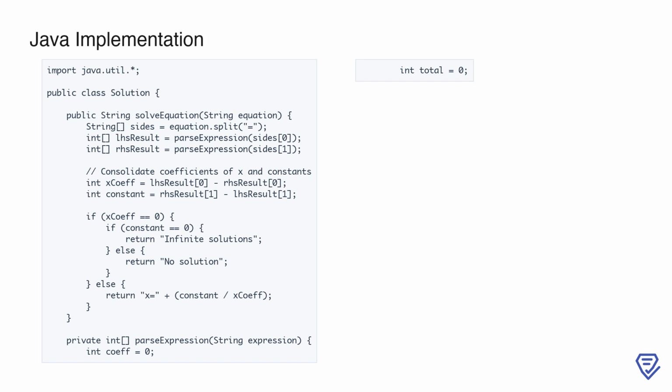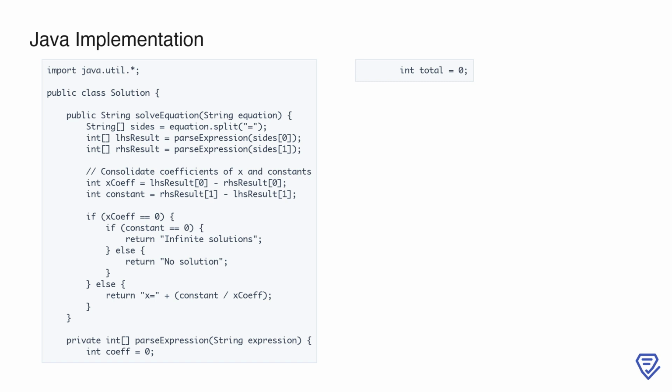Here, we begin by defining the solve equation method, which takes an equation as a string input. The equation is split into two parts, the left-hand side and the right-hand side, using the equals sign as the delimiter. These two parts are then passed to a helper method called parseExpression, which will process each side of the equation separately.